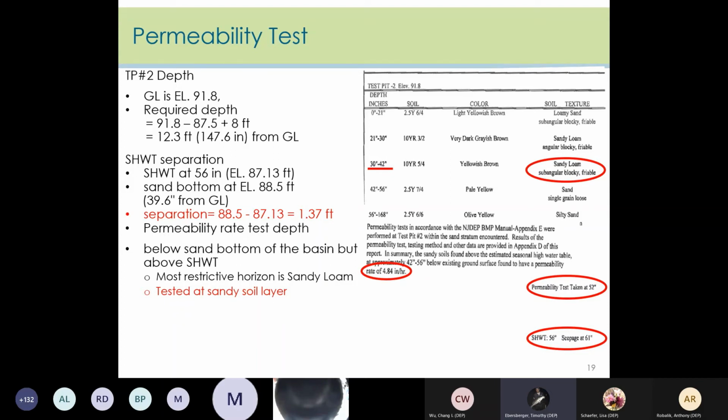This makes the soil permeability test result, 4.84 inches per hour, not usable, but the design engineer still used this value in the design of the infiltration basin.